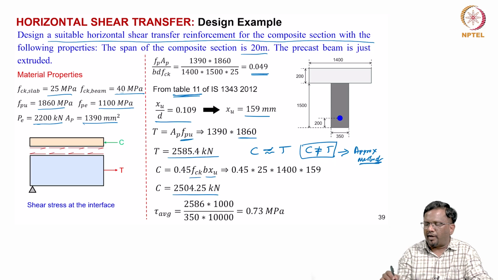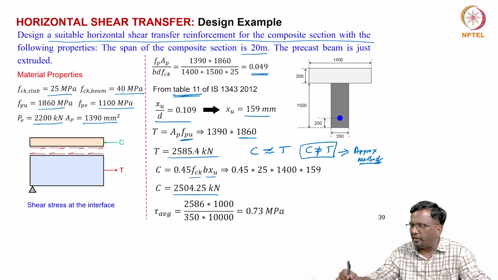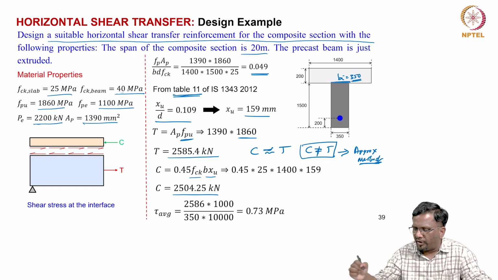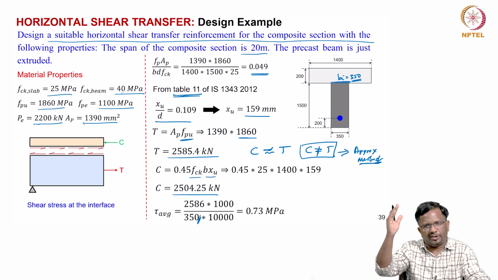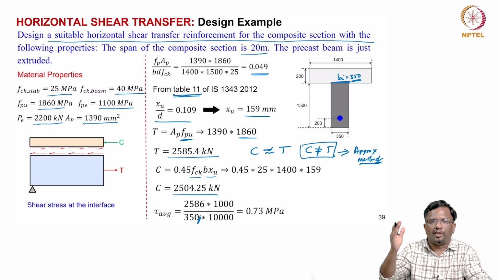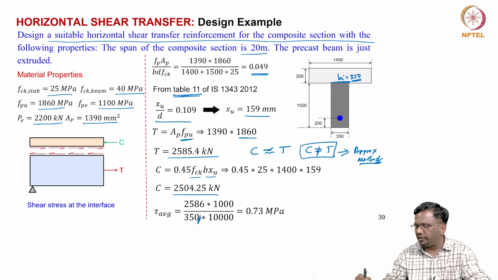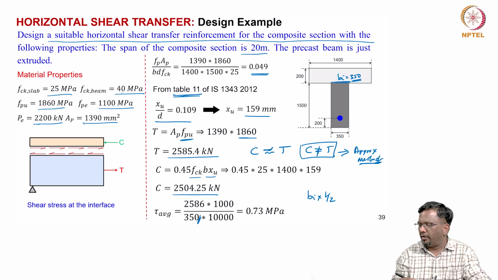But we are taking the higher tension force, 2586, and then when you design it, what is the area of the interface? You can see this is your BI, which is equal to 350, only the web width we are taking, right, and then that is happening from support to the midspan. So, the maximum moment I am assuming is happening at the midspan. So, the entire interface is BI times L by 2, which is 10,000 if you substitute that. So, you get average shear stress as 0.73 megapascal, right.